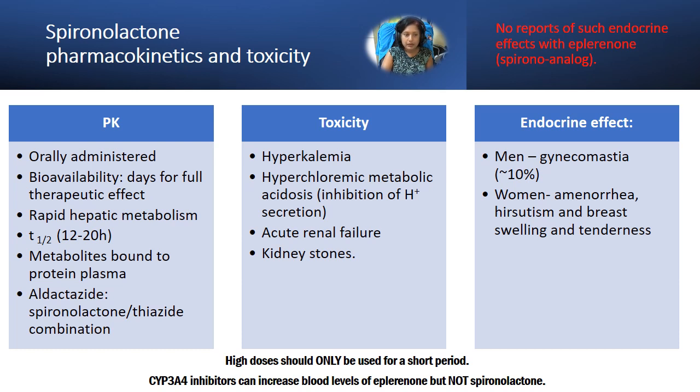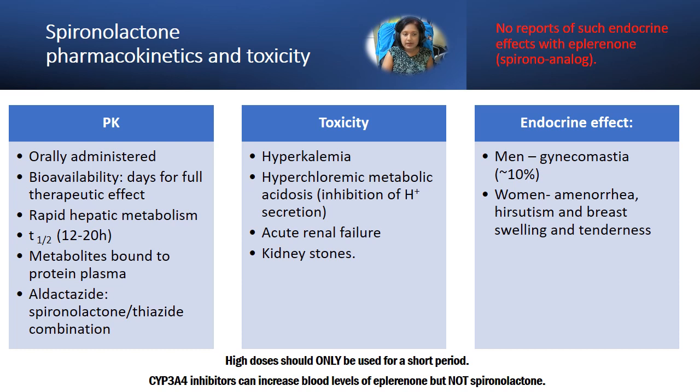Also, hyperchloremic metabolic acidosis due to the inhibition of hydrogen secretion may occur, and acute renal failure may ensue, as well as kidney stones. So these patients should be monitored for this. High doses should only be used for a short period of time as a result. In addition, cytochrome 3A4 inhibitors can increase blood levels of eplerenone, but not spironolactone.